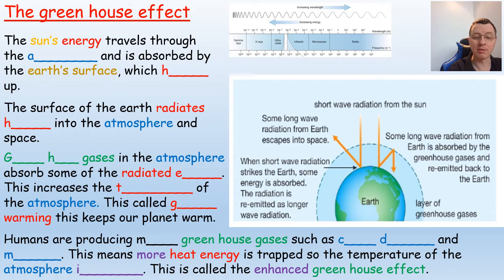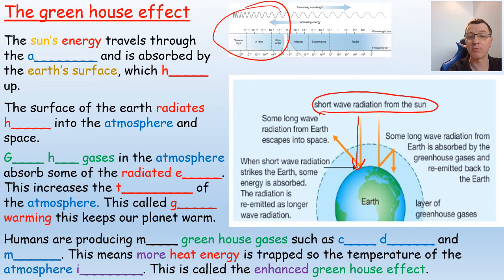Well, the classic diagram is shown below, where we get shortwave radiation coming from the sun, heading through our atmosphere and hitting the planet's surface. Now that shortwave radiation is on the left-hand side of the electromagnetic spectrum. It's the ultraviolet rays, the violet rays, X-rays, gamma rays coming from the sun and being absorbed by the planet's surface. So the water and the land absorbs this radiation.